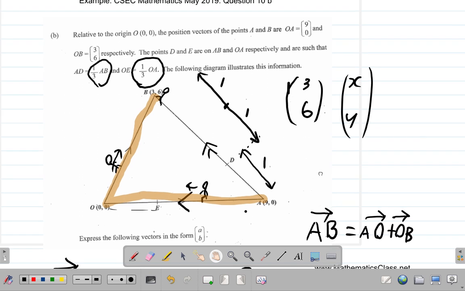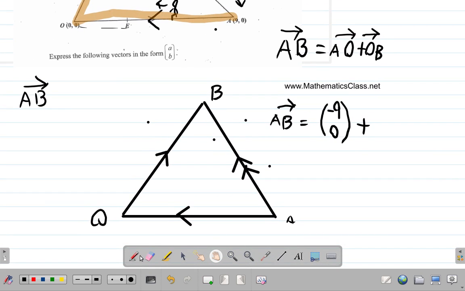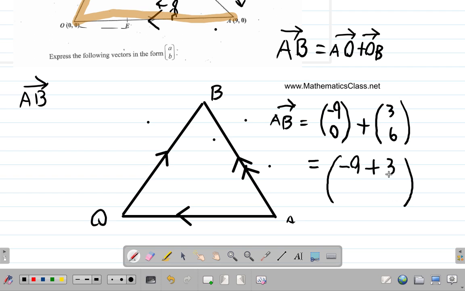OB is 3,6. It remains as is. 3,6. Do you see that? Now, what this is saying, you add the x's together to get the new vector. -9 plus 3. 0 plus 6.